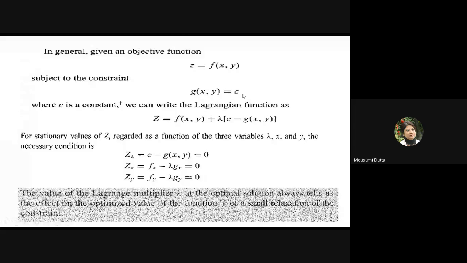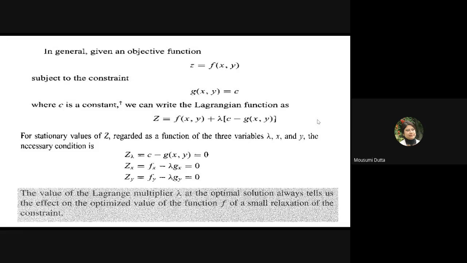I have to rewrite the constraint as c minus g of xy is equal to 0. That is, the constant minus the variable part, equal to 0. Okay, so this is the expression. Now, if you present the constraint as g of xy minus c is equal to 0, here you have to use the minus sign. Okay, so please take a note.